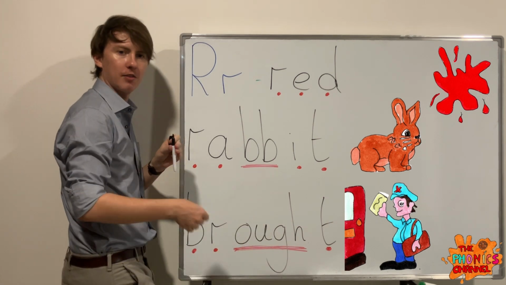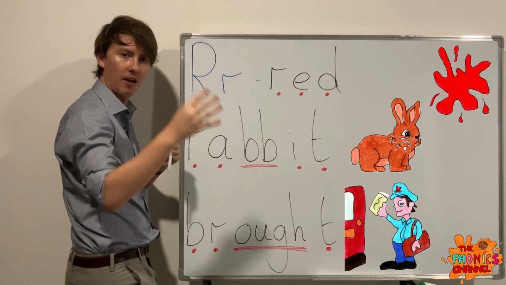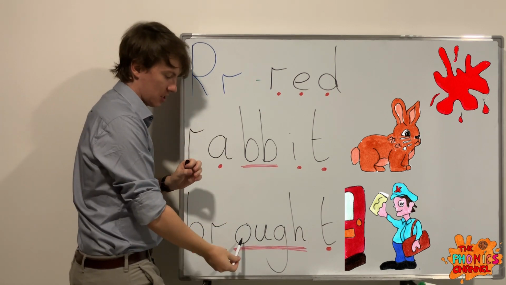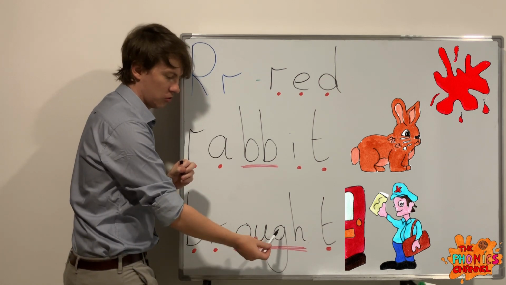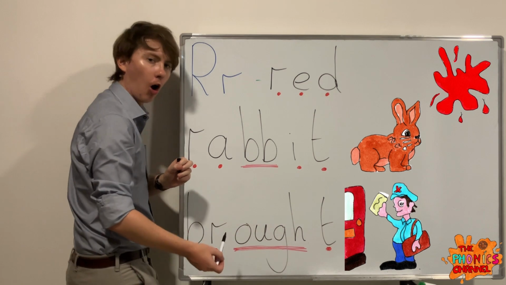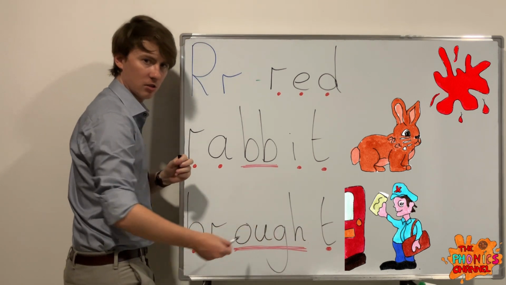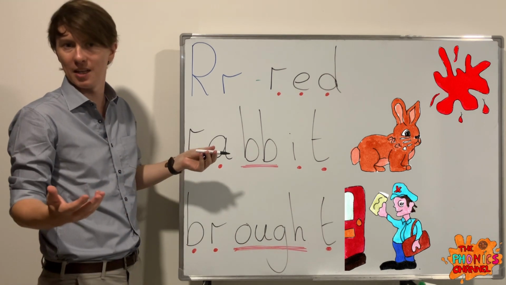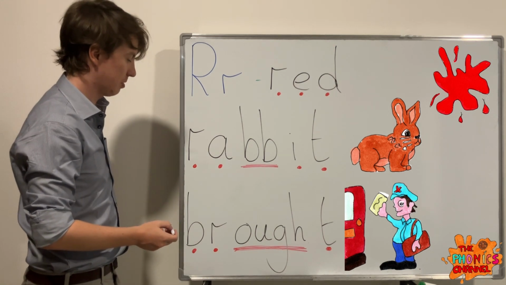Now we have a quadgraph. A quadgraph is when 4 letters make one sound. Okay, 4 letters making one sound. So this is the O sound. Okay, so O, U, G, and H make the O sound. Br, O, T. Brought. I brought food from home to a picnic, maybe. Okay, brought. Super, super.